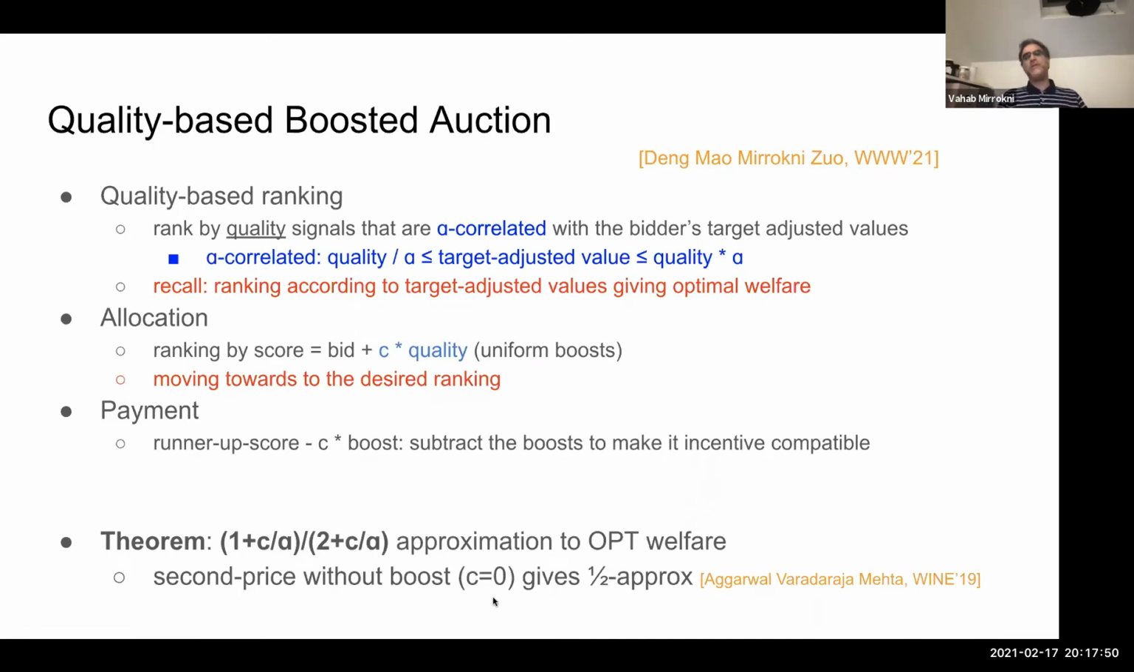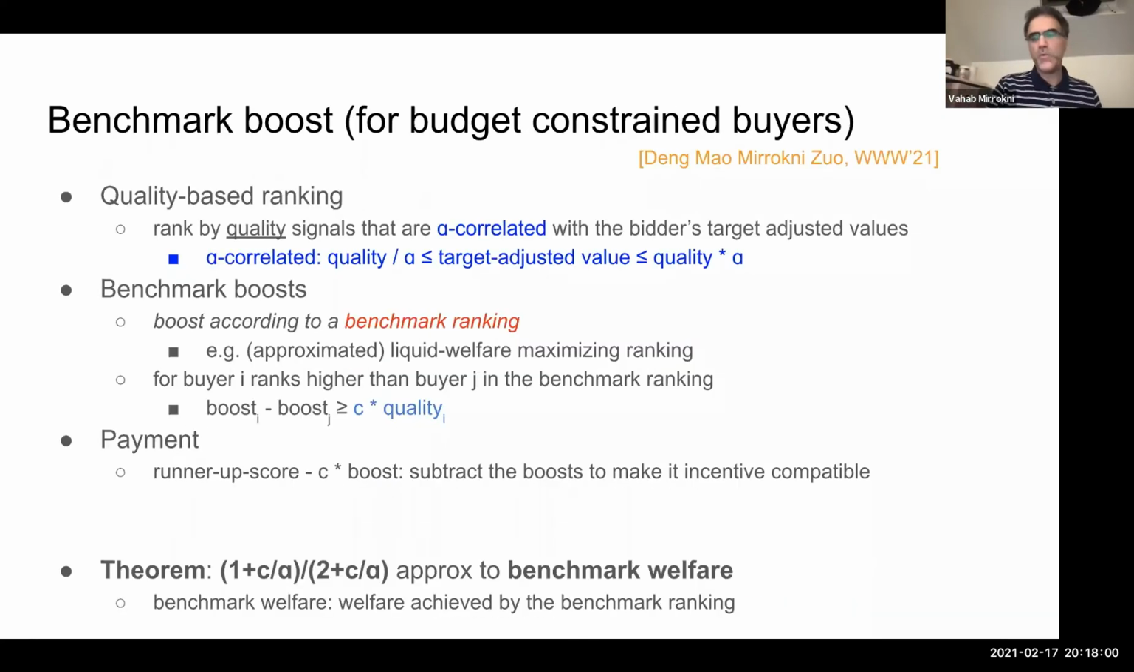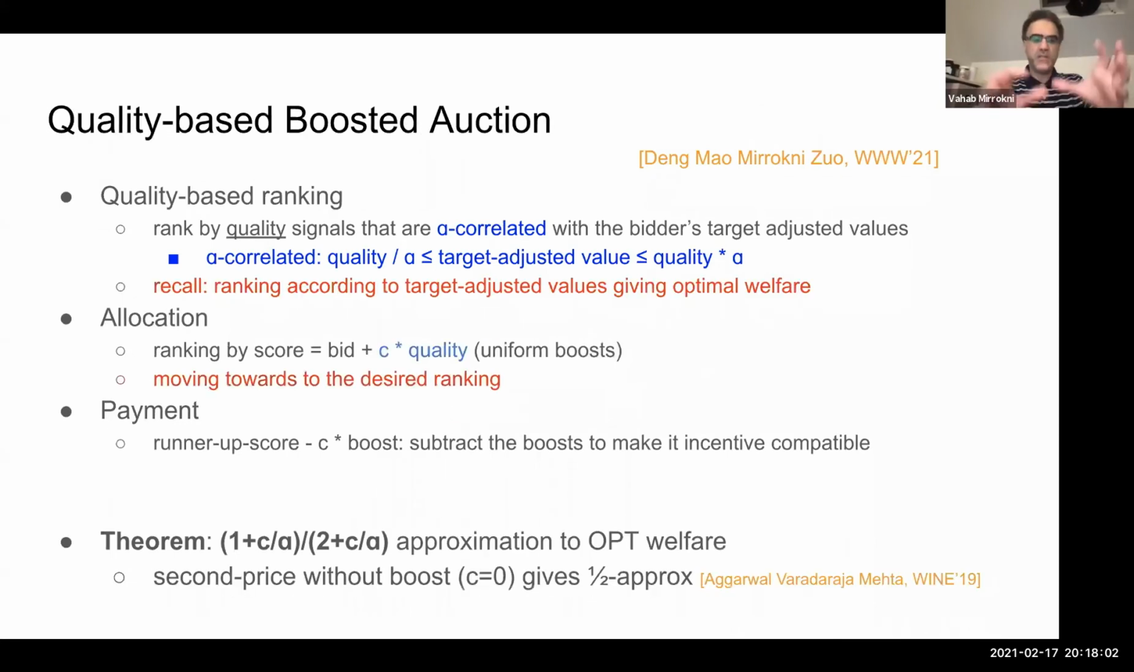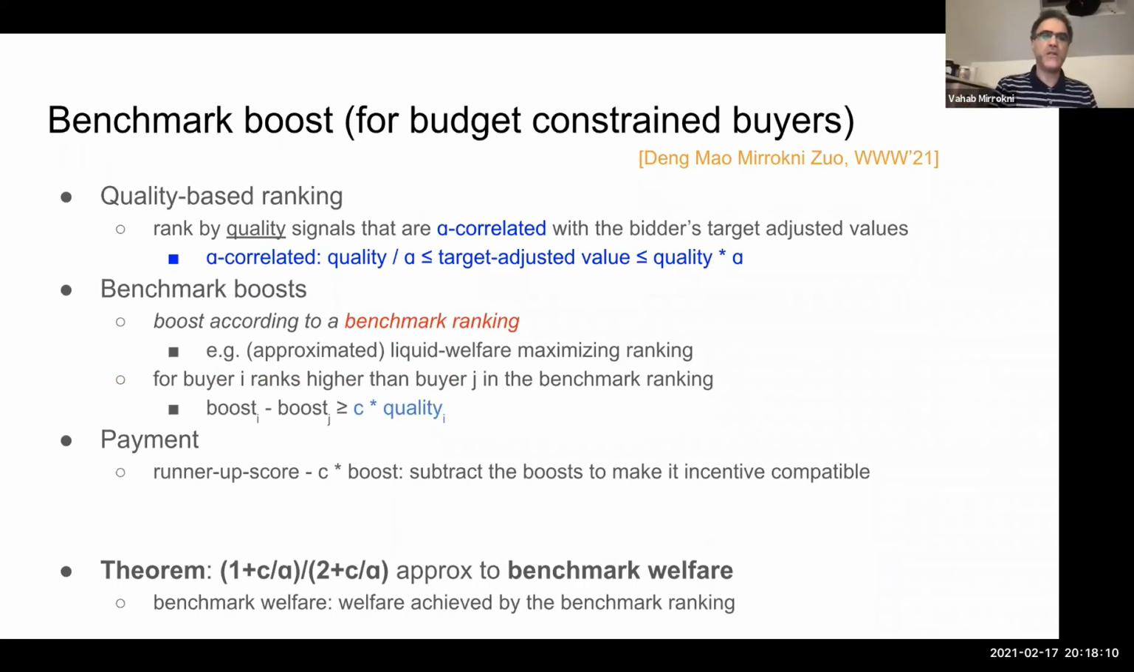So this observation is useful in running this type of auctions if you can find quality signals that are useful for advertisers as well. This first theorem is in a simple setting where we don't have a budget constraint, for example. If we add a budget constraint and also think about a general benchmark ranking, we can generalize this result with a different type of quality boosting technique, so you take into account the benchmark ranking.